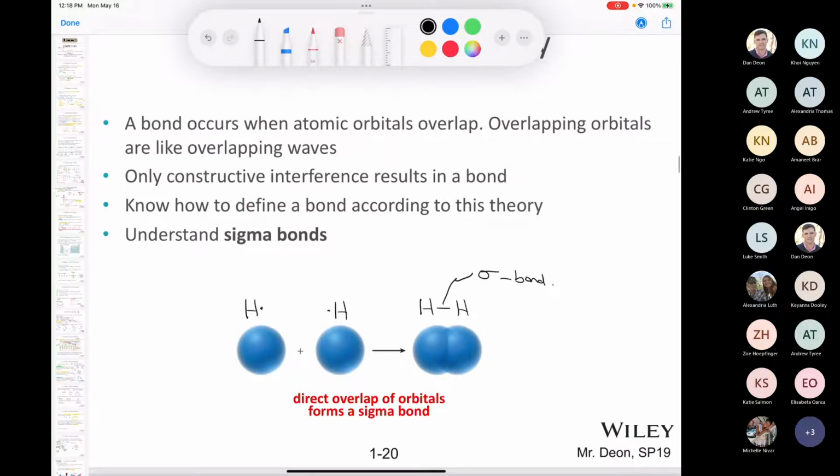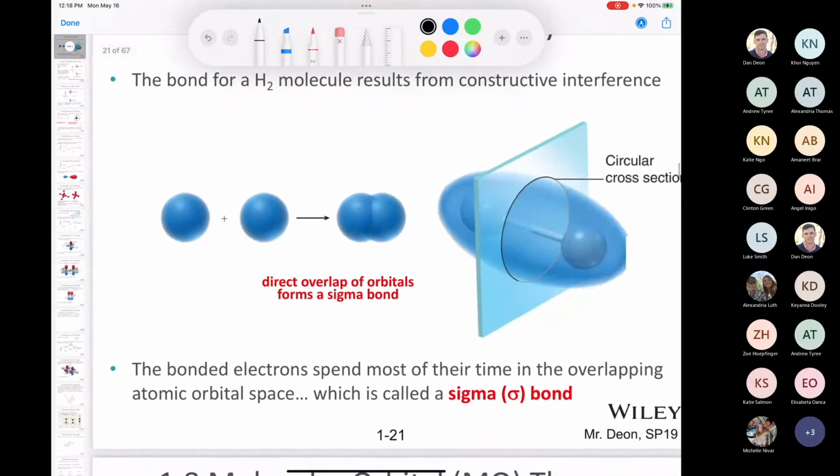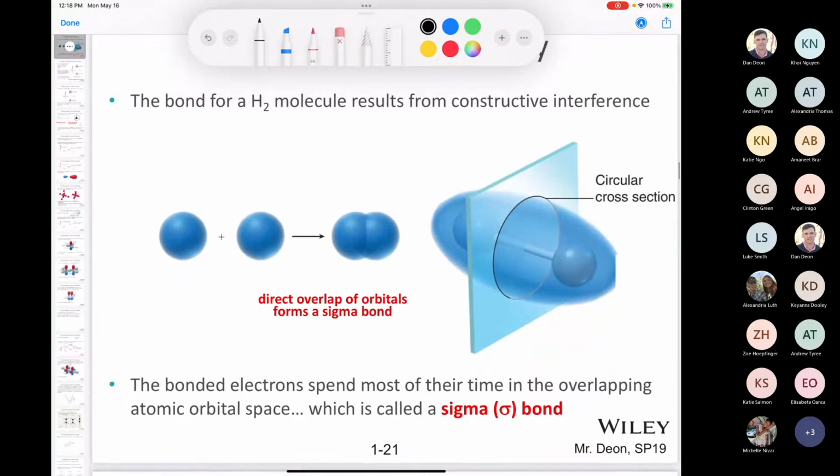What's interesting about a sigma bond is that if you take a cross section of it, you get something that's symmetrical, like this, between the two atoms. And what you also need to understand is that in a sigma bond, the electrons spend most of their time in the overlapping atomic orbital space. Even though there is some electron density up here and here, they spend most of their time between the two atoms, where I have this circular cross section.